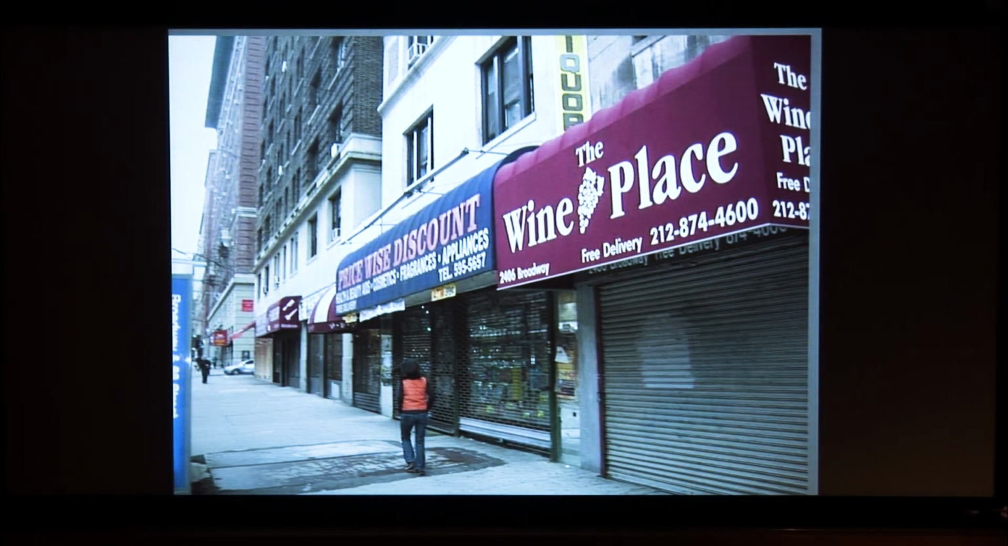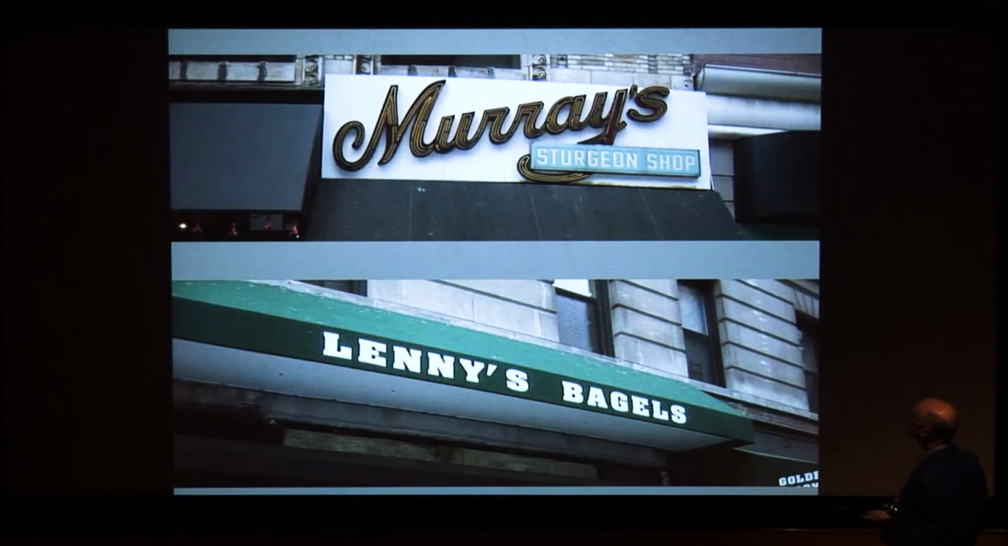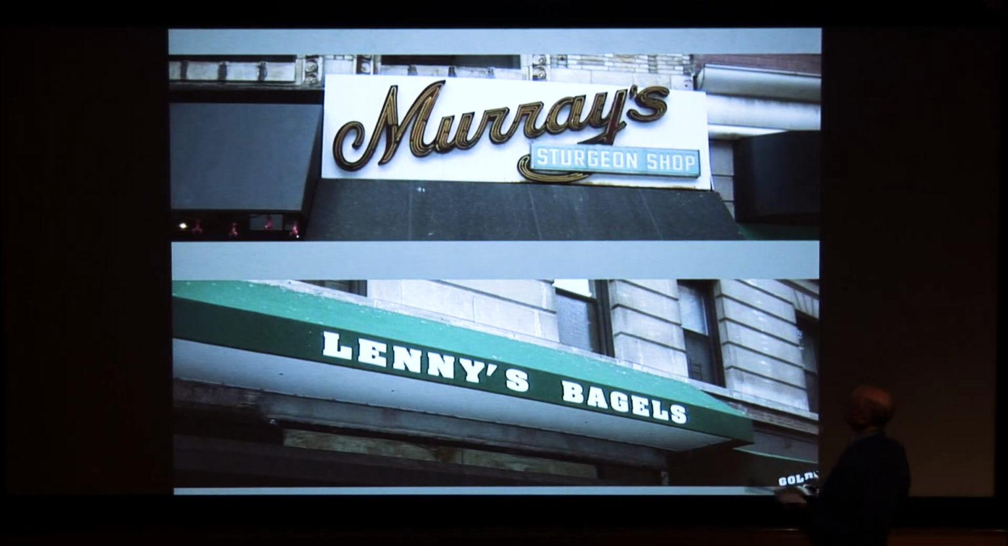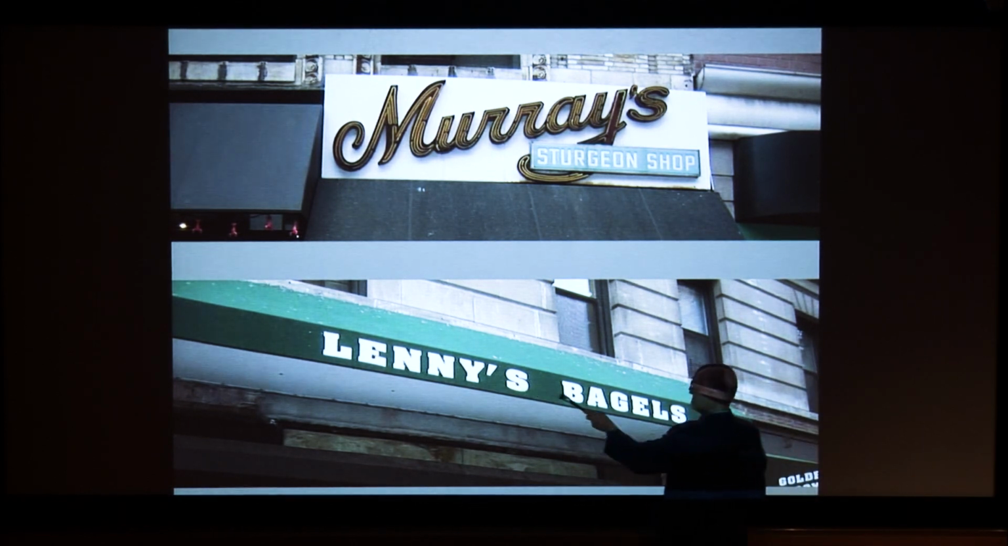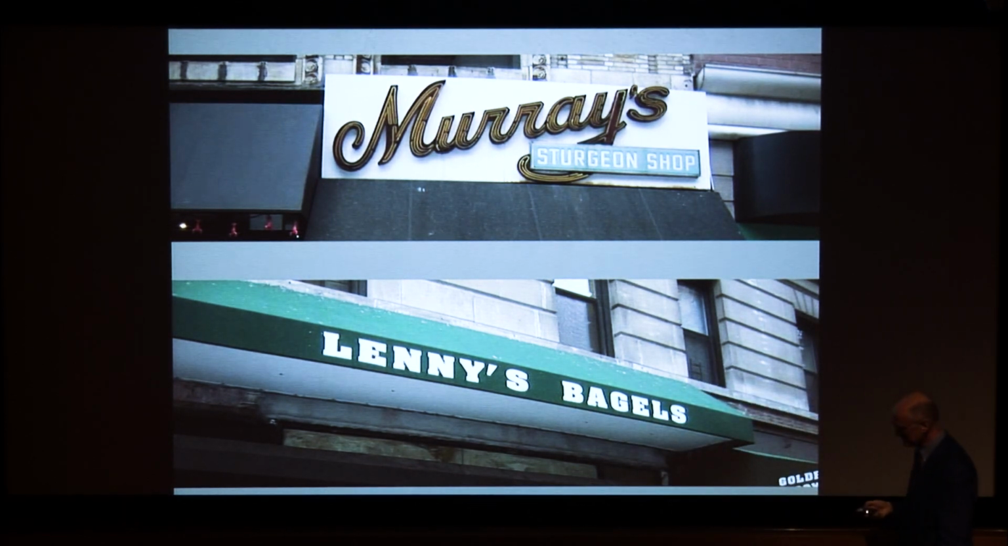For example, if you just wander around my neighborhood, the Upper West Side, you'll find an amazing variety of shop signs. And I find that each one of them, just through the quality of the writing, conveys a slightly different impression of the businesses. I mean, take Murray Sturgeon. It always seems to me that Murray sells his sturgeon with a kind of flair that the more restrained Lenny doesn't bring to his bagels.